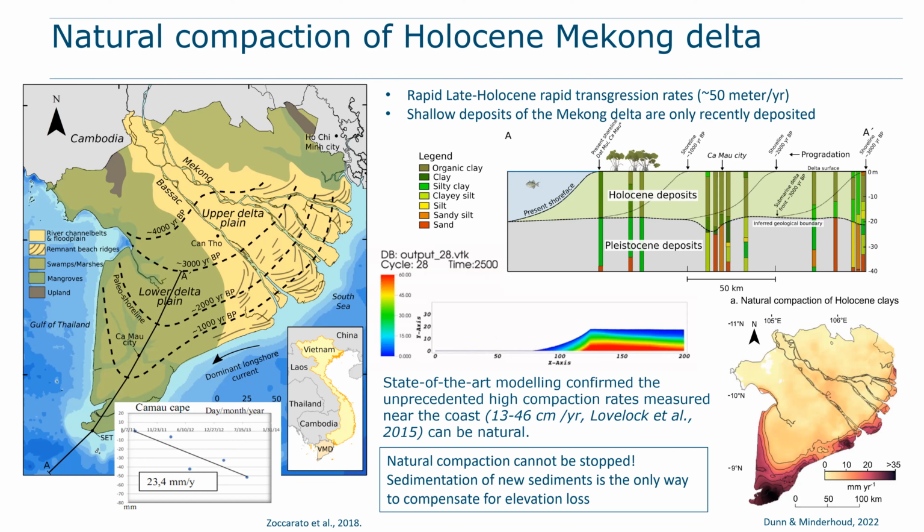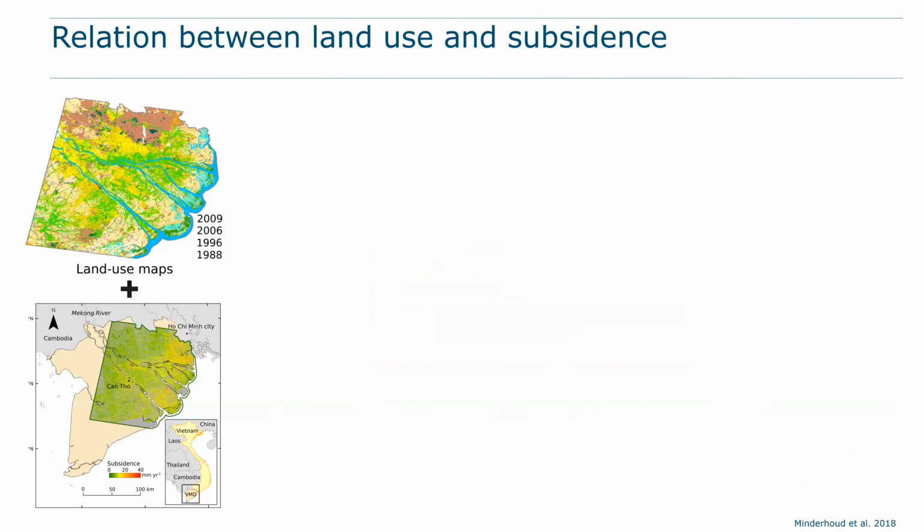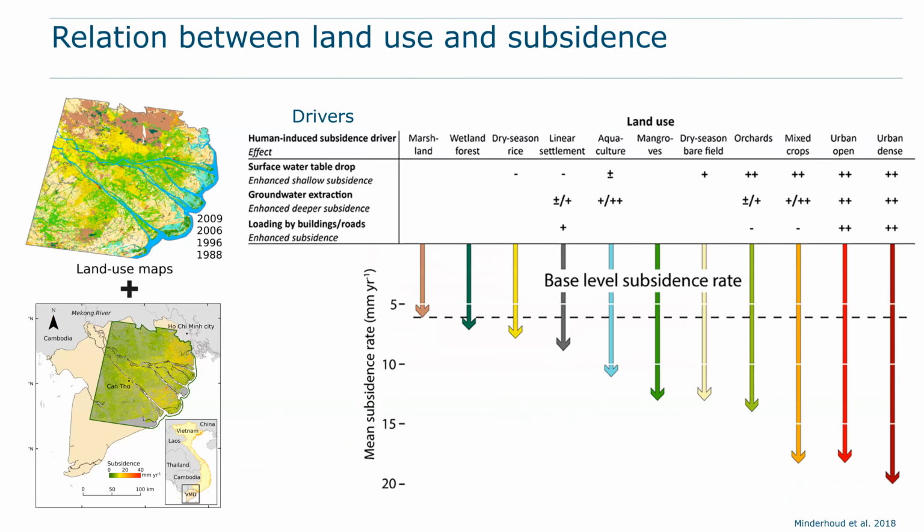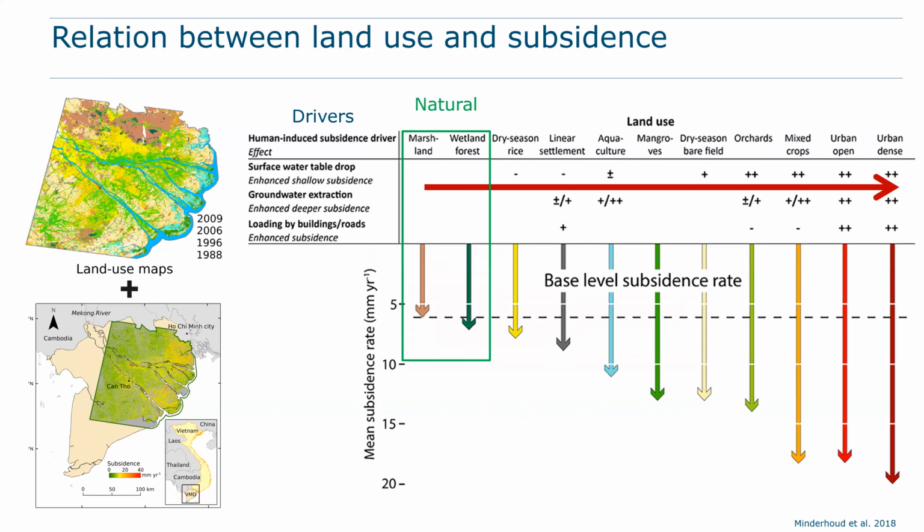Let's have a look at the relation between land use and land subsidence. When we overlay land use maps, land use change maps with space-measured land subsidence rates, we actually found this relation. And I'll talk you through it. On the top, we listed several human-induced drivers of subsidence related to land use classes. And you can see there's a general increase of human-induced subsidence drivers from the left to the right. On the far left, we see natural land uses such as marshland and wetland forest, and they have the lowest rates of land subsidence.